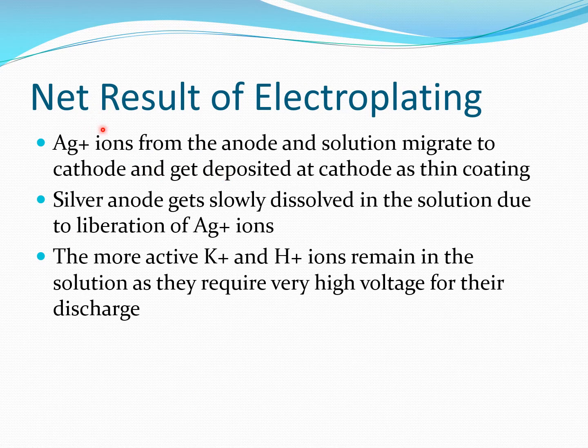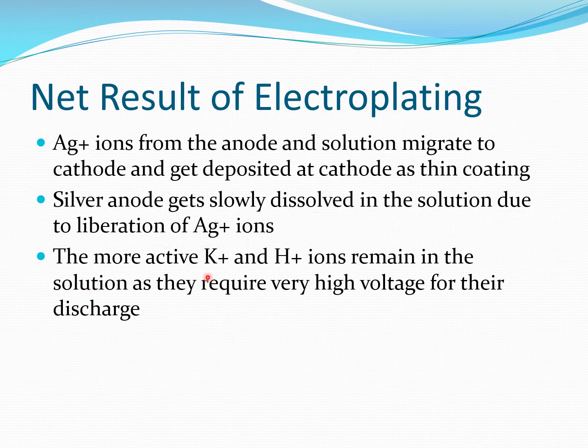Net result of electroplating is silver ions from the anode and solution migrate to the cathode and get deposited at the cathode as thin coating. Silver anode gets slowly dissolved in the solution due to the liberation of silver ions.